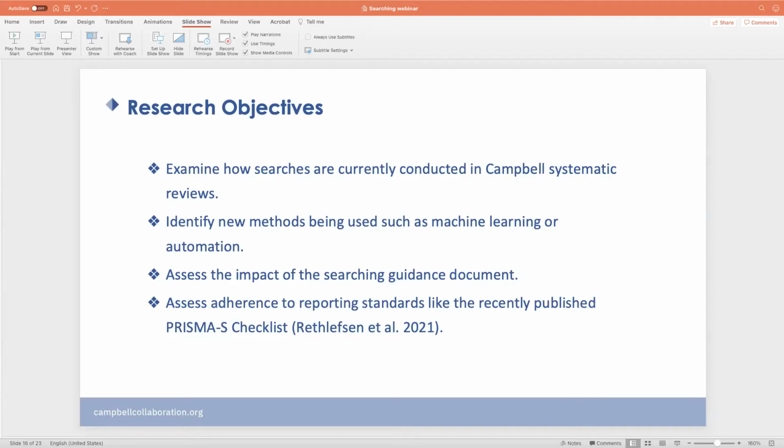Like I said, we're also interested in assessing the impact of the search guidance document that was published in 2017. And we're also really interested in looking at adherence to reporting standards. So, Ciara had talked about MECIR reporting standards. There's also a recently published new extension to the PRISMA checklist called PRISMA-S. So this is specifically a checklist for reporting on items related to the search. And so we'll be able to use this checklist and MECIR standards as a sort of rubric or metric to measure adherence to standards in Campbell reviews based on the data that we extract from those reviews.